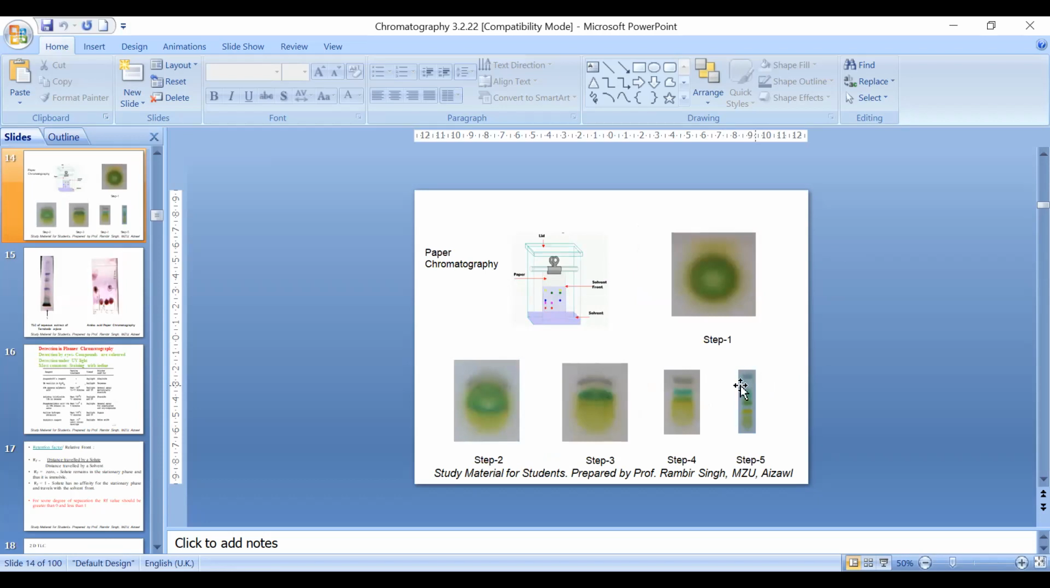Now see, the sample was loaded here and you have so many spots, and every spot represents a compound. One compound is here on the top, and the plate is a silica plate. So tell me whether this compound is polar or non-polar. One minute. Yes, take your time.